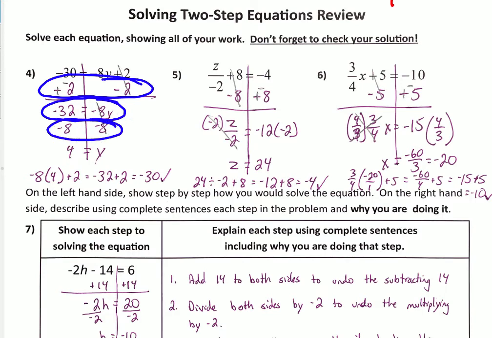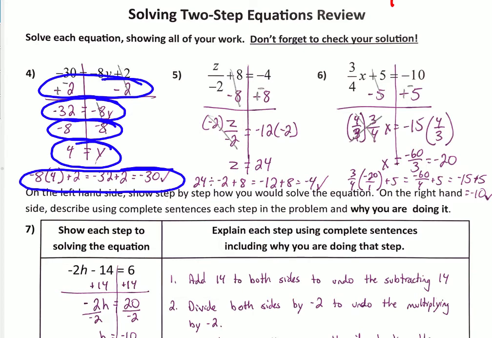Did you divide both sides by negative 8? Did you get positive 4 as your answer? Did you show that y is equal to 4? And then did you go back and actually do your check? Did you do the math to check to make sure that 4 really does work in that equation?